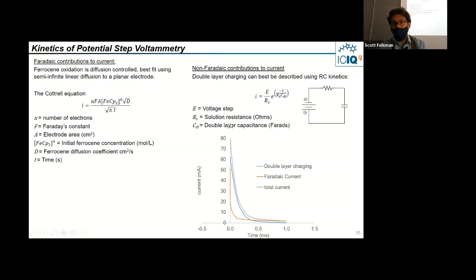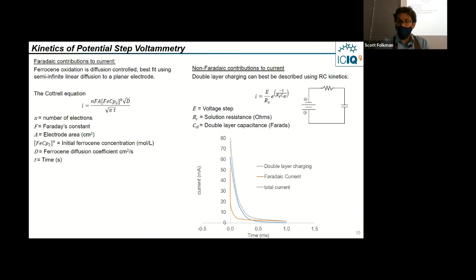Now, because of the different dependencies on time, the double layer charging actually decays quite fast. And we see this blue curve coming underneath the orange curve here eventually. And then the orange curve decays much slower. And we see eventually this overtaking the total current. So at short times, the double layer charging is dominating current, but at longer times, Faradaic current is dominating the current.